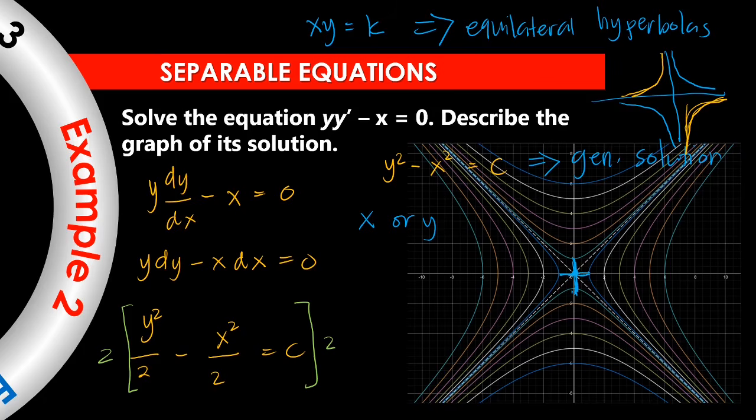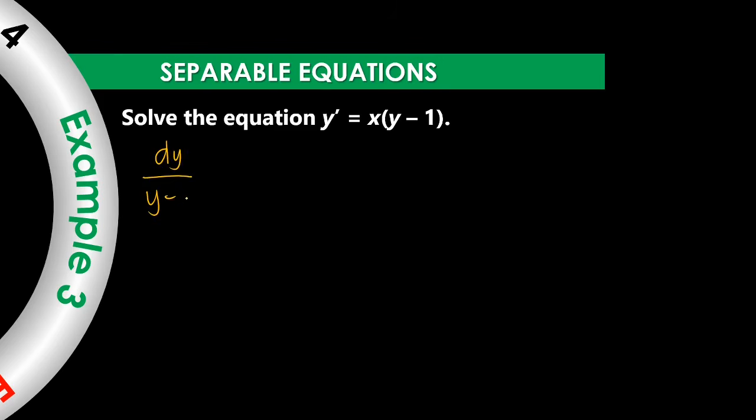Sige, let's solve the next example. Solve the equation y prime equals x times y minus 1. So I can write the equation in which the variables are already separated. So here, we will have dy, and this y minus 1 will be the denominator of dy. So that's dy over y minus 1 equals x dx.